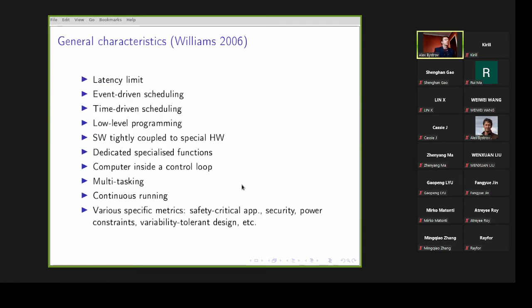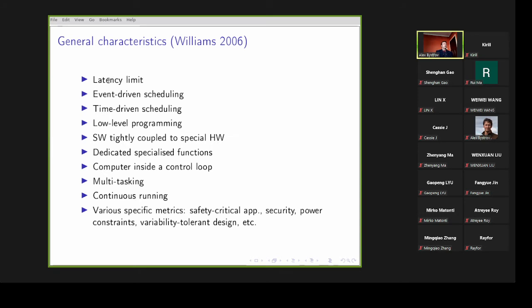There was a book by Williams, quite an old one, 2006, and he went through a variety of properties and just pinpointed a few and put them in the list. And this is a list which is useful for the beginning of the thinking process, how we think about embedded systems.